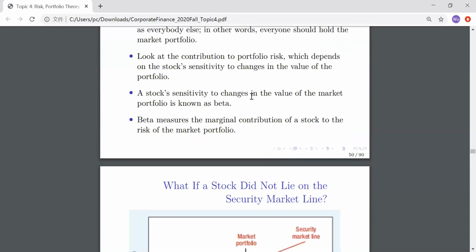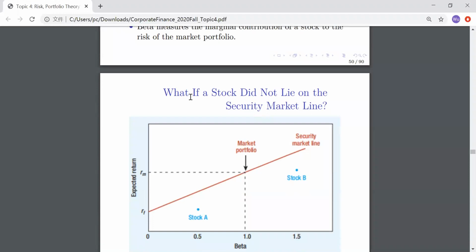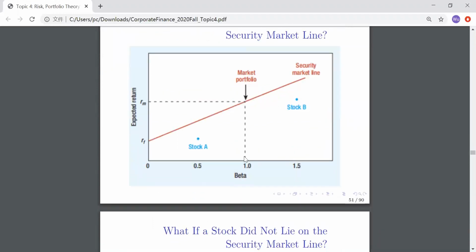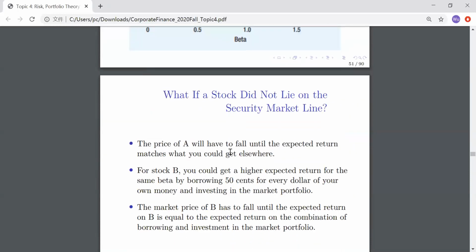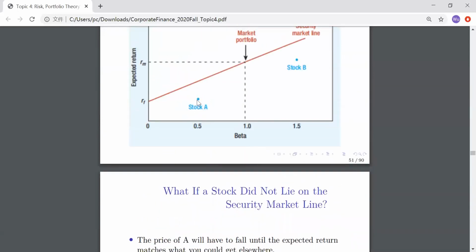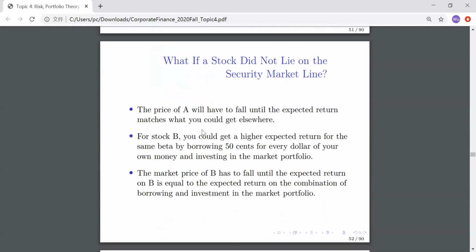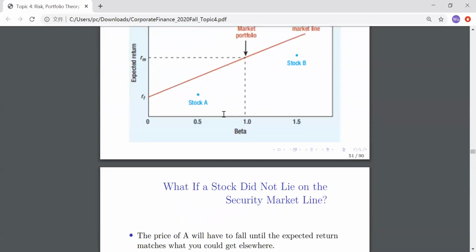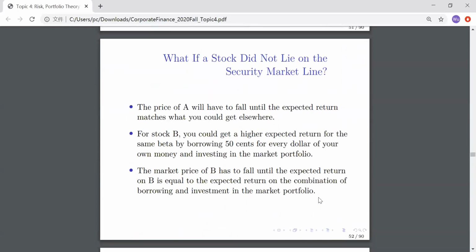Now here's the review of the CAPM model, so you can take a look. And finally, what if a stock does not lie on the security market line? So stocks A and B. Now this we already talked about. The price of A has to fall until the expected return matches the CAPM level, and then we say that this is overpriced. For stock B, this is also overpriced, but basically you can get a high expected return. I mean, how do we improve it?